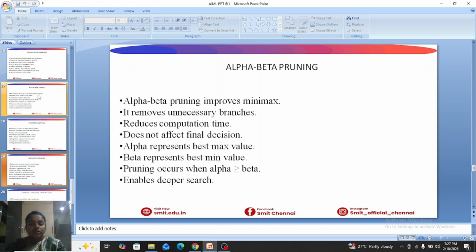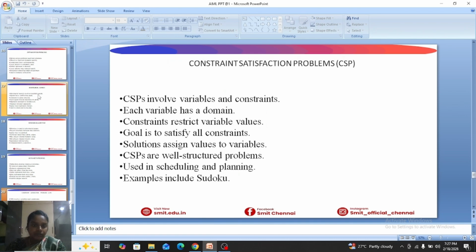Advantages of alpha beta pruning: it reduces the time complexity, allows deeper search in the same time, and produces the same result as minimax. There will be time complexity for both cases, worst case and best case. Okay. Applications will be the same: chess, tic-tac-toe, checkers, Connect Four, game engines.